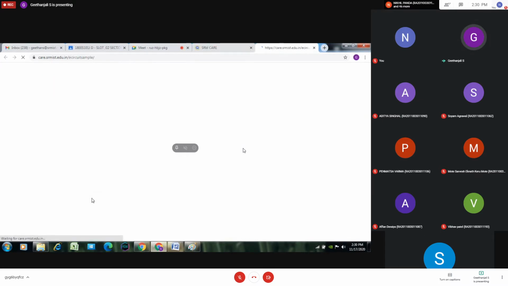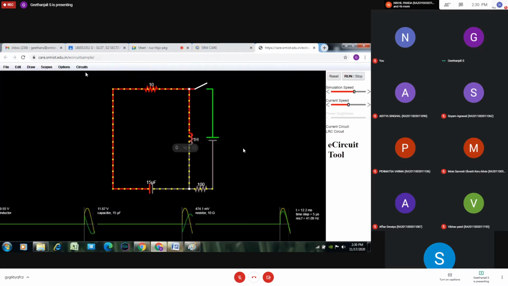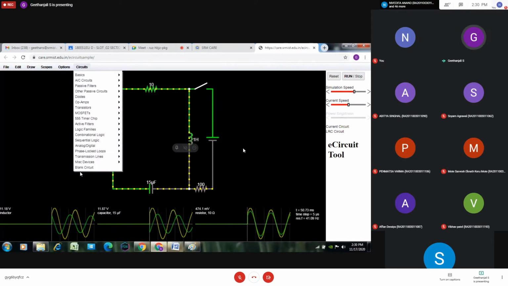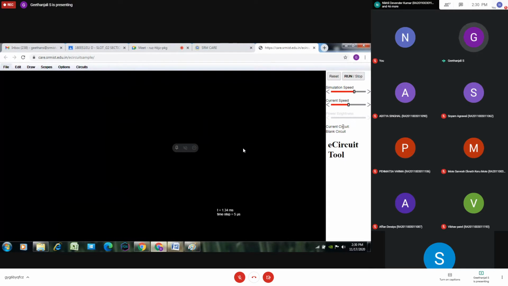Sample circuit. Draw circuits, blank circuit. So we got the workspace.